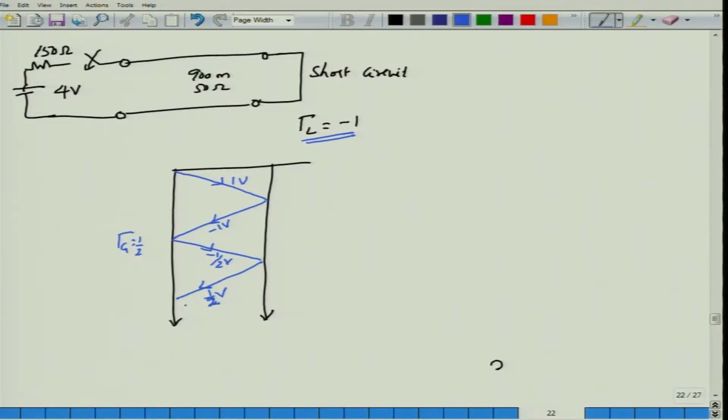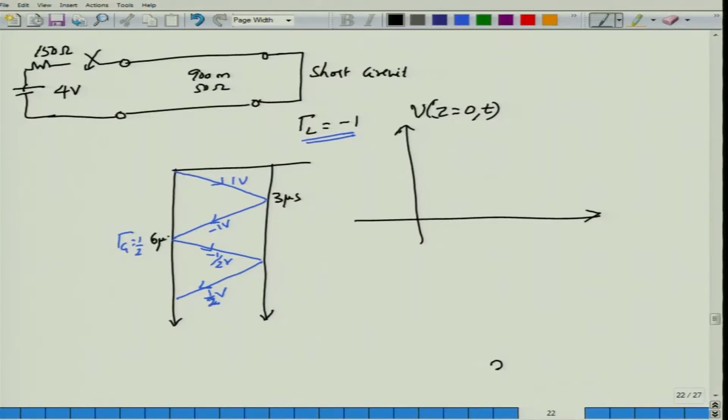Okay. So let us now plot and see what kind of voltage we would see, but this time I want to plot the voltage at z equal to 0, that is, the voltage at the source or the generator side. So where are the changes happening? The propagation delay is 3 microseconds.